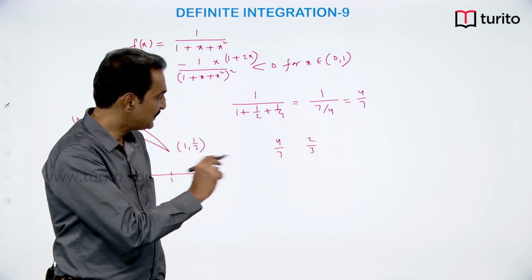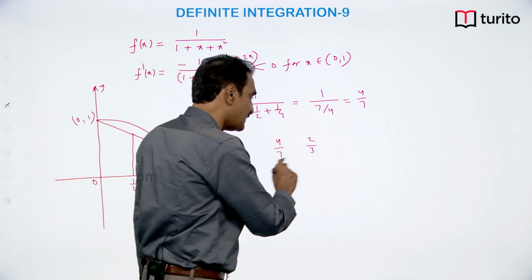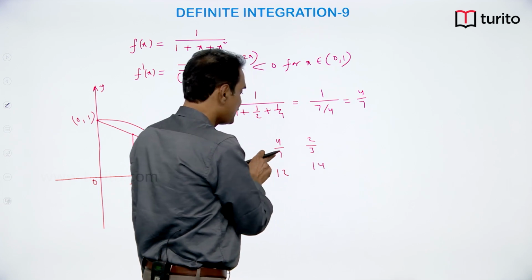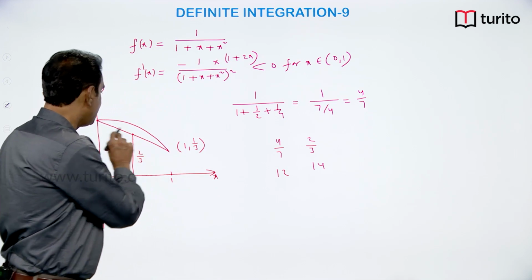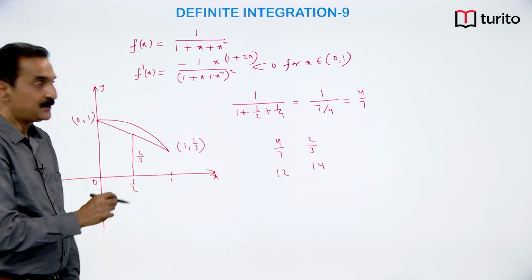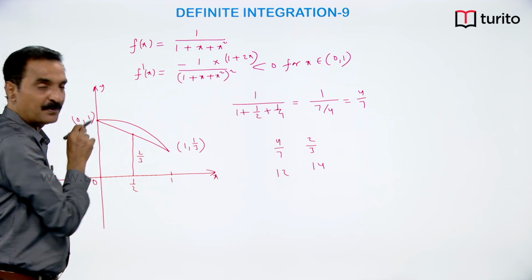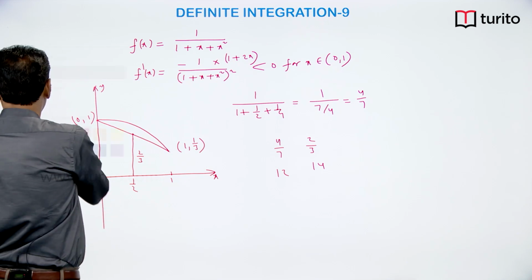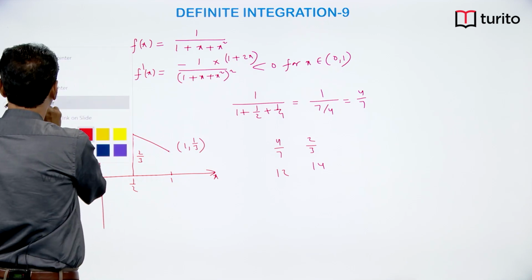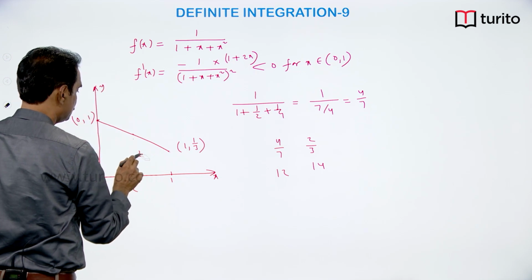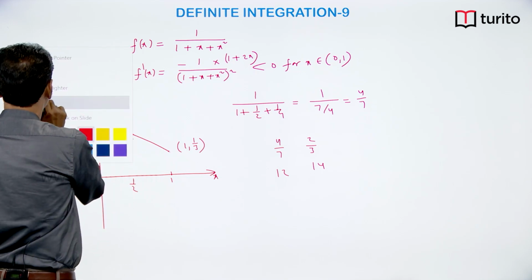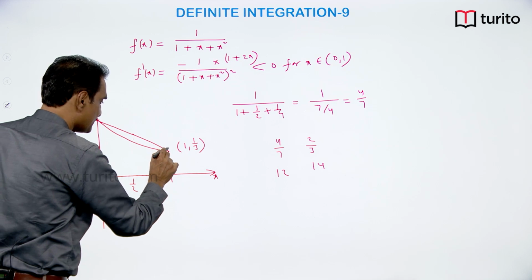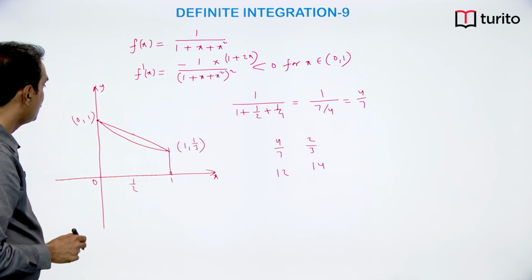Multiply both numbers by 21, which is the LCM of 7 and 3. This will be 12, this will be 14. So, this is smaller. So, at x is equal to 1 by 2, the point on the curve is below this point, means concavity is upwards. Okay. So, I will remove this. The curve is like this.